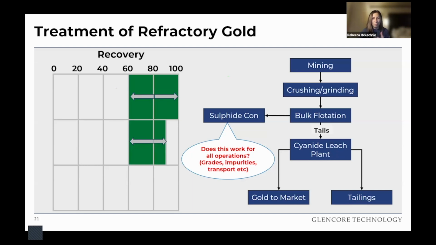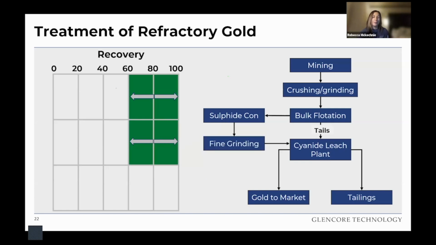So what does this mean for processing routes if a saleable concentrate isn't an option? For many, the addition to the sulphide flotation circuit would be a fine grind ahead of the leach train, just to better liberate and expose the gold particles and make them more amenable to direct cyanidation. And so for Glencore Technology, this means an isomill.